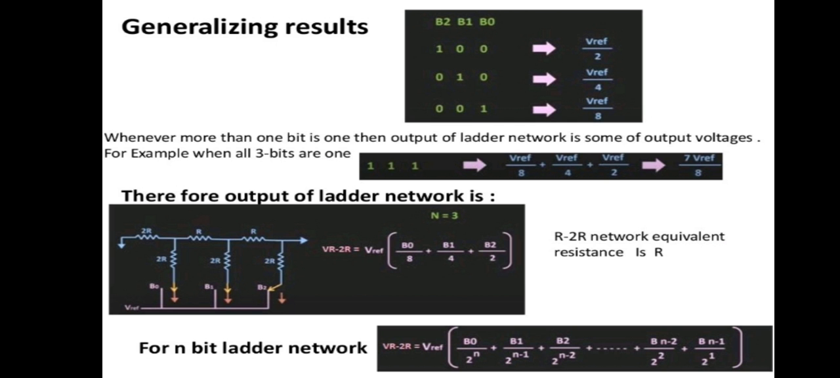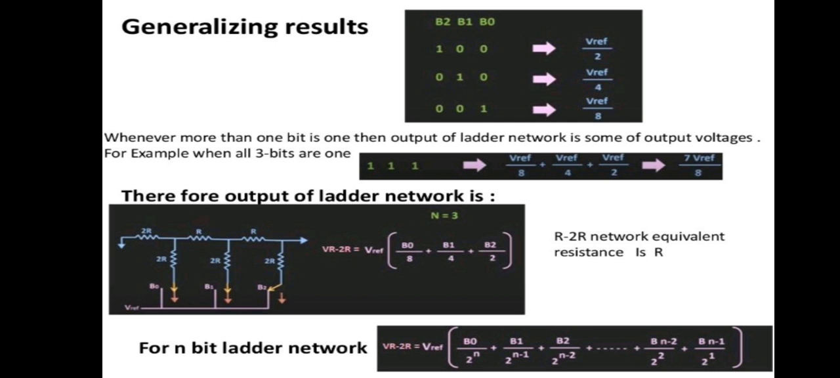Whenever more than one bit is 1, the output of the ladder network is the sum of the output voltages. For example, when all 3 bits are 1, 1, 1, the output is V reference by 8 times (4 plus 2 plus 1), that is, 7 V reference by 8. Therefore, the output of the ladder network is as given. The R-2R network equivalent resistance is R.